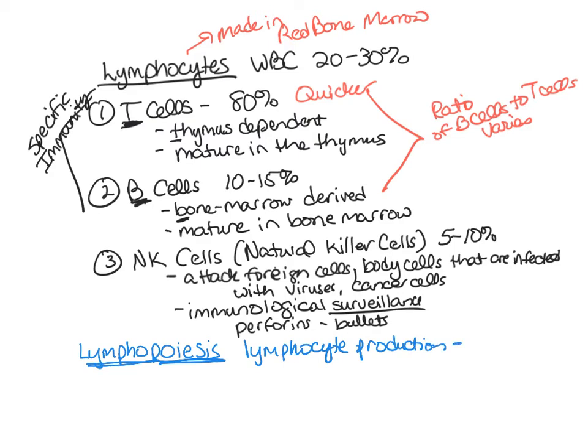And like I said, it occurs in the bone marrow. And there are some that are also produced in the peripheral, like lymphoid tissue. And as well, like we said, with the T cells in the thymus. Let's talk about the process of lymphopoiesis.